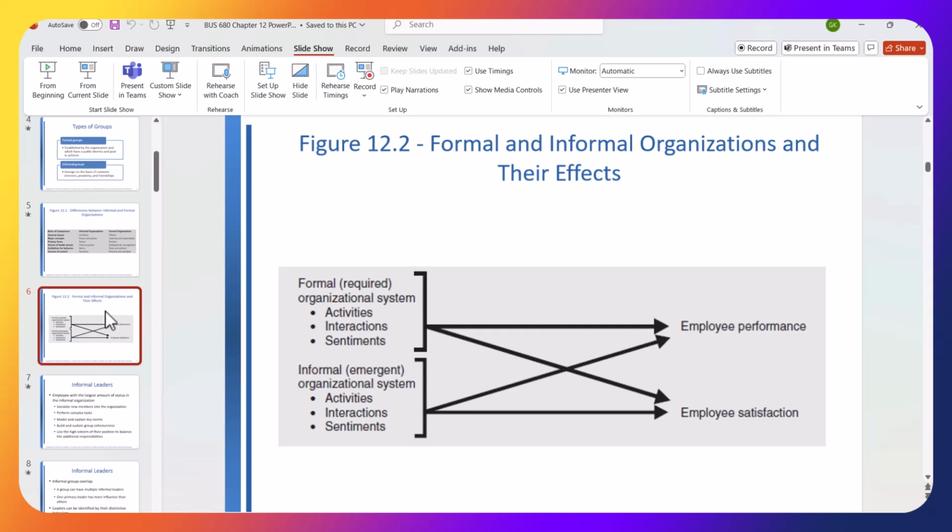Formal and informal organizations, their effects. So you look at formal: activities, interactions, and sentiments, and how they affect employee performance. Informal: the emergent organization system, activities, interactions, sentiments. You see how one is for employee performance, the other for employee satisfaction. You see how they intersect in there. So these things are connected.